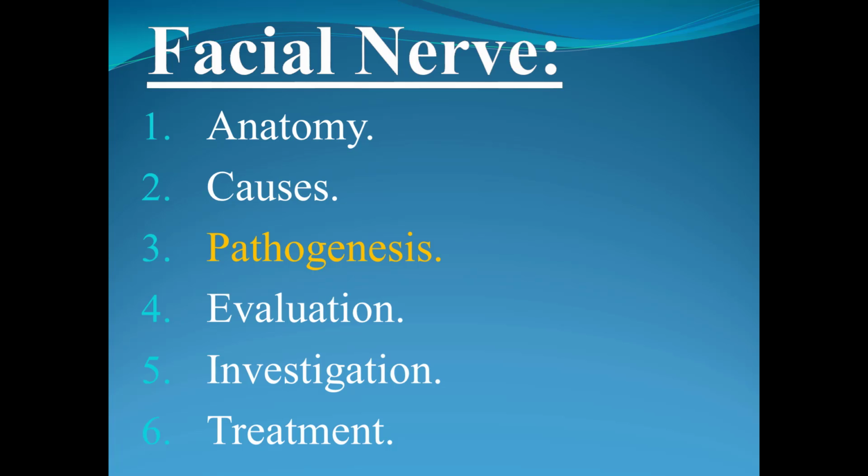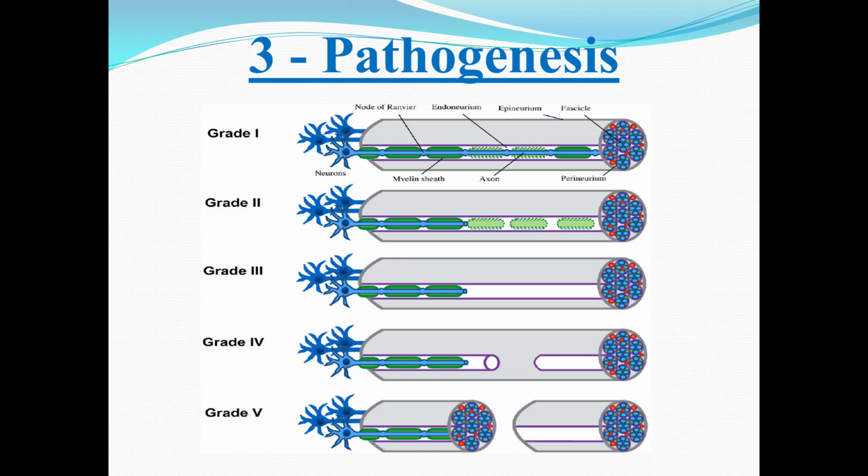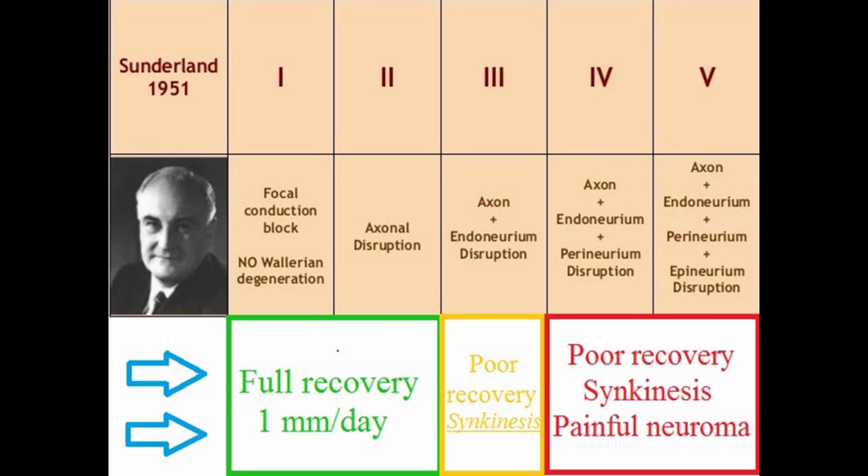As regards the pathogenesis of the facial nerve paralysis, according to the Sunderland classification, there are 5 grades according to the severity of the affection of the nerve and its sheaths. Of course, the symptoms increase in severity proportionately to the grade.